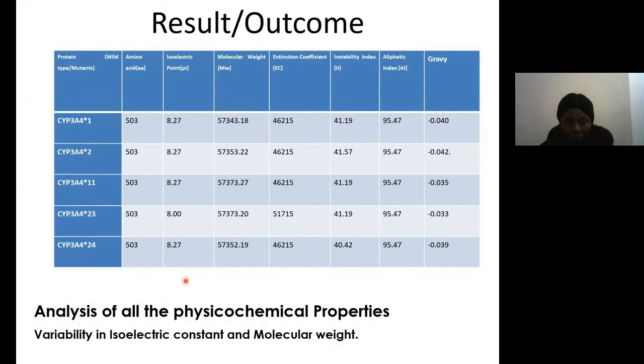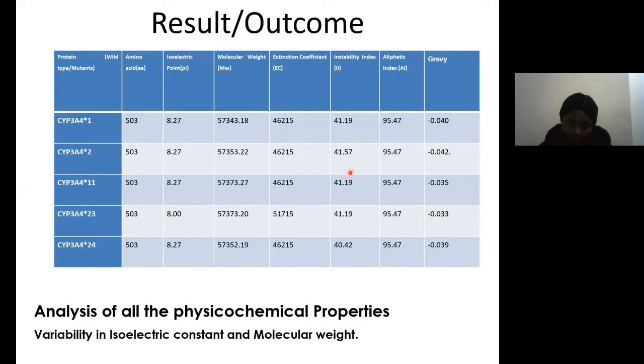This is the result obtained from the analysis of all the physiochemical properties. All mutants studied have the same isoelectric point of 8.27, except for variant 23 with an isoelectric point of 8.0. This is an indication of a mildly alkaline protein. The extinction coefficient of all the selected variants is the same. The instability index for all the selected mutants is above 40.